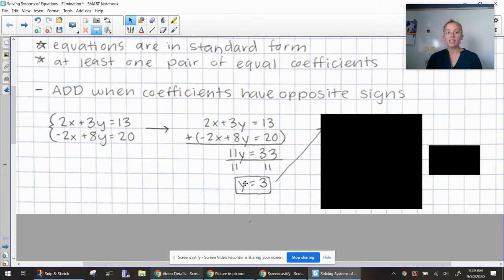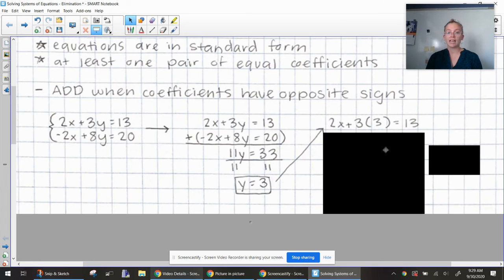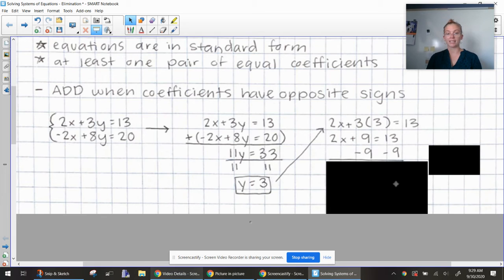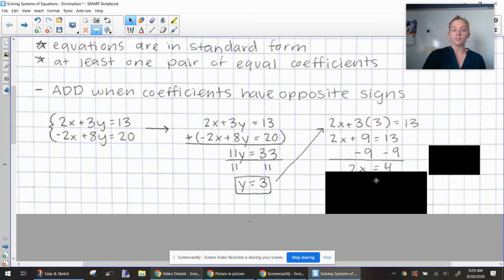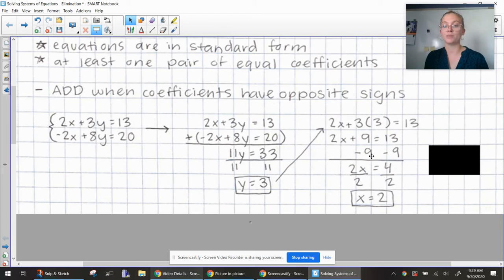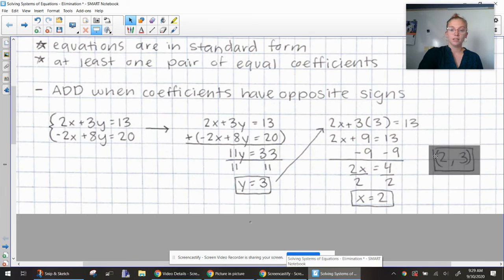Once I have one variable, I'm going to choose either equation to substitute it back into and solve for the other variable. So here y equals 3, and I chose to substitute it back into the first equation, 2x plus 3y equals 13. So 2x plus 3 times 3 equals 13. 2x plus 9 equals 13. Subtract 9 on both sides of the equal sign. That leaves me with 2x equals 4. I'll divide by 2 on both sides, and x equals 2. So the solution to this system of equations is x equals 2, y equals 3.